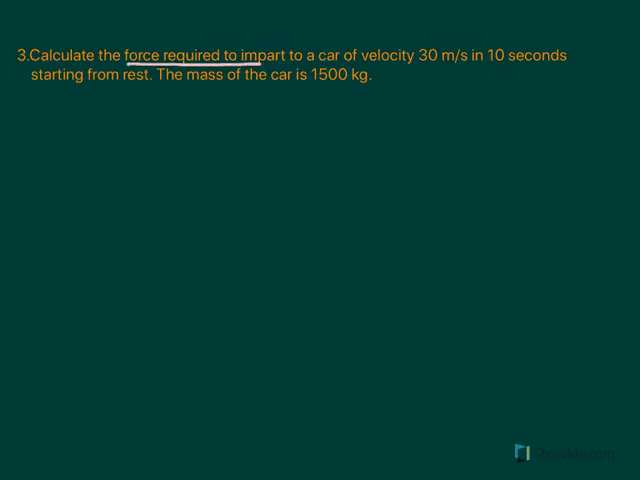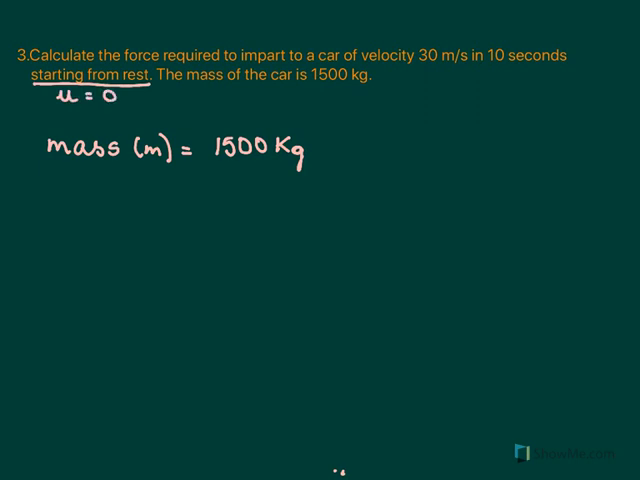Calculate the force required to impart to a car a velocity of 30 meters per second in 10 seconds starting from rest. The mass of the car is 1500 kgs. Now we start first with the mass. The mass is given of the car as 1500 kgs. The next thing, it's starting from rest, means the initial velocity is 0, which is given as u is equal to 0 meter per second.